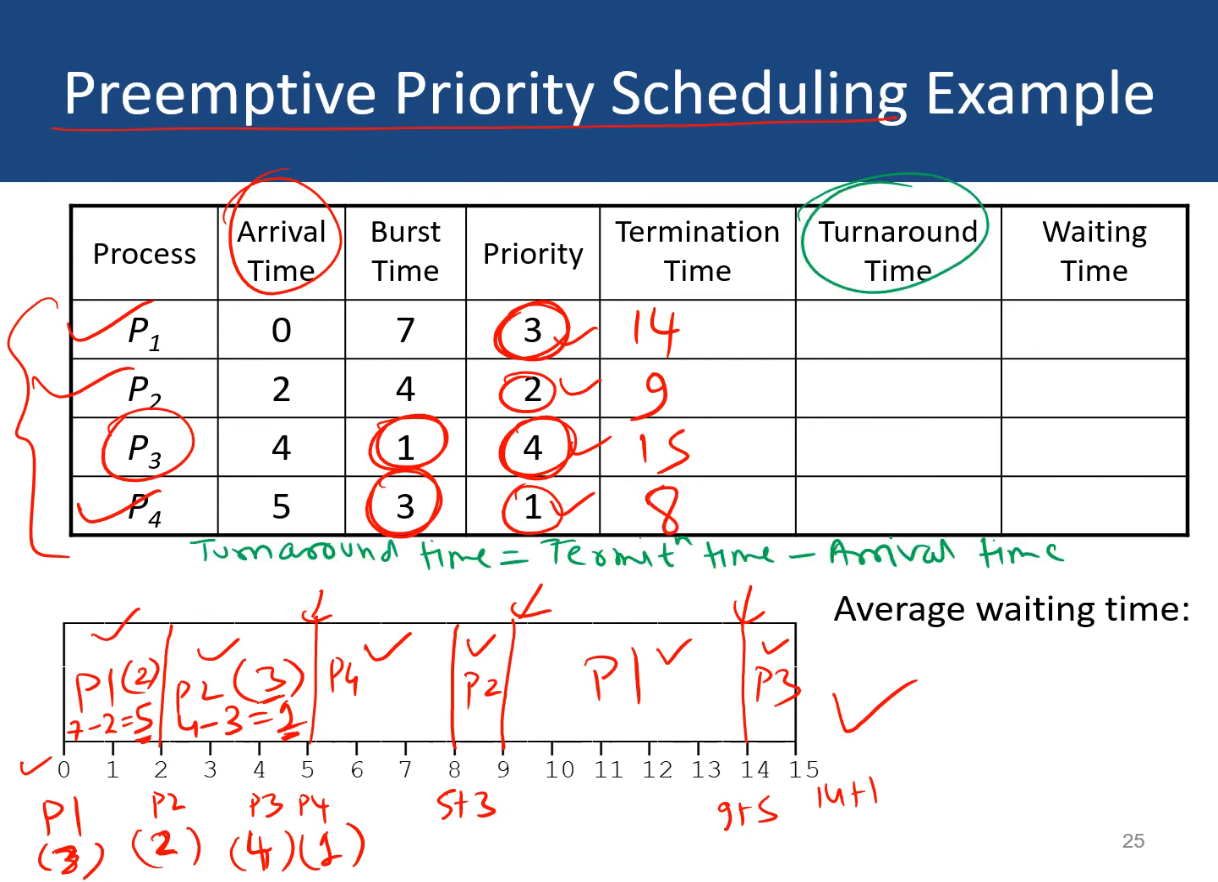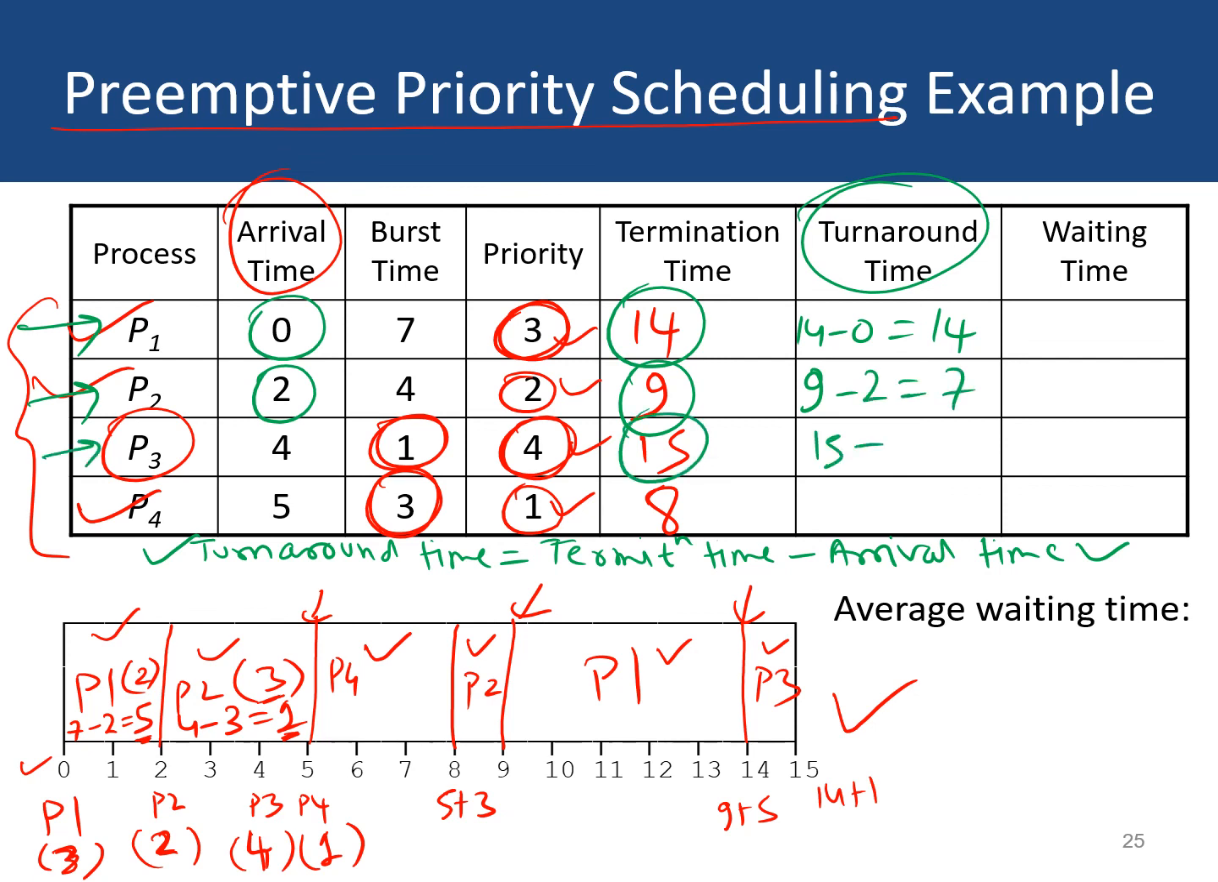Let's work on the turnaround time. Recall again that turnaround time is basically termination time minus the arrival time. So for process P1, termination time is 14 and the arrival time is 0. So the turnaround time is 14 minus 0, 14 milliseconds. For process P2, it would be 9 minus the arrival time 2, which is 7. For process P3, the termination time is 15 and the arrival time is 4. So it's 15 minus 4, 11.